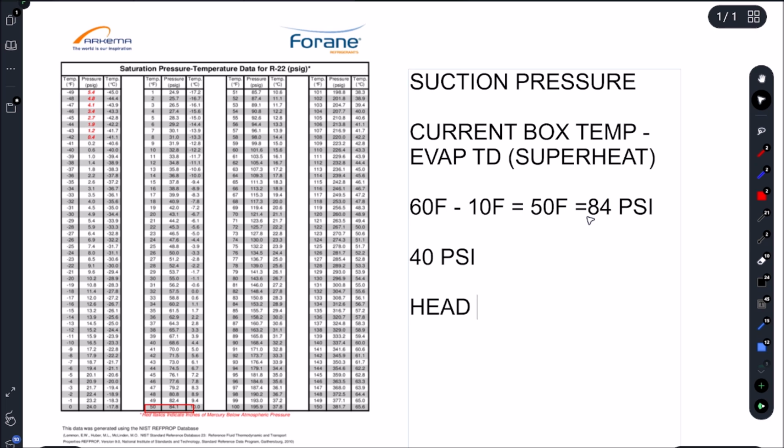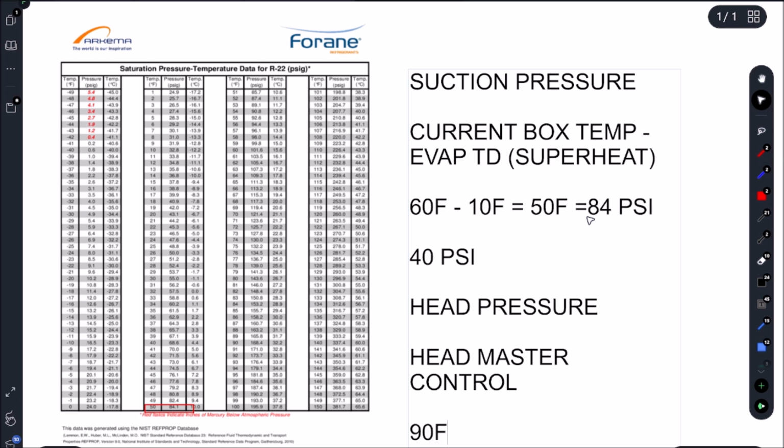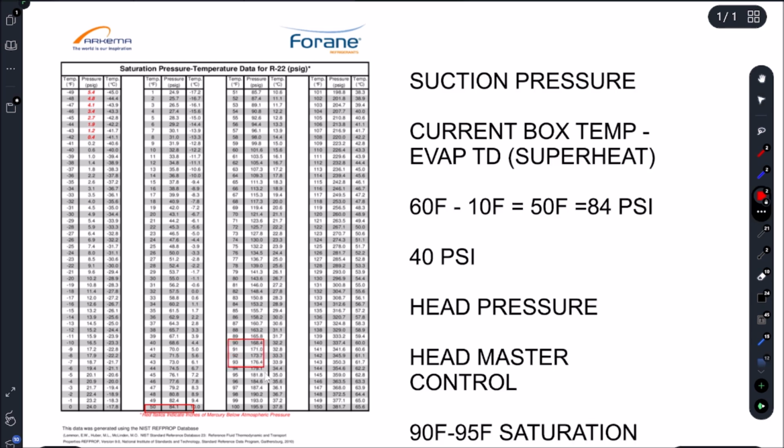Okay, and then our head pressure. The head pressure is going to be a little bit confusing on this because I am in an underground parking lot where we're below 70 Fahrenheit. So it does have a headmaster control. If we have a headmaster control, I'm looking basically for a 90 Fahrenheit to 95 Fahrenheit saturation, which would give us 165 to 180.